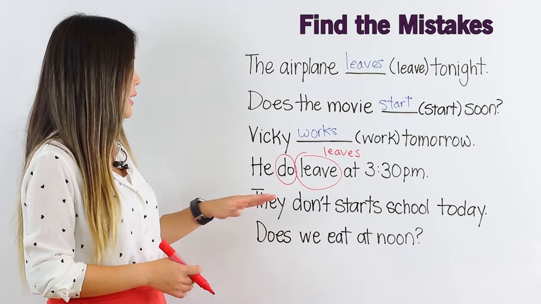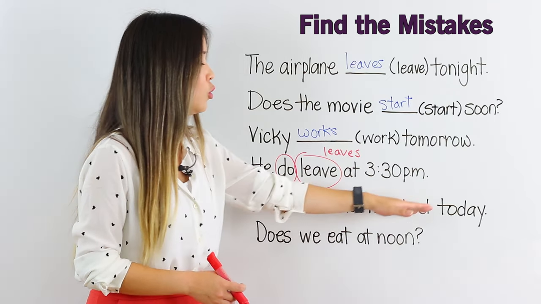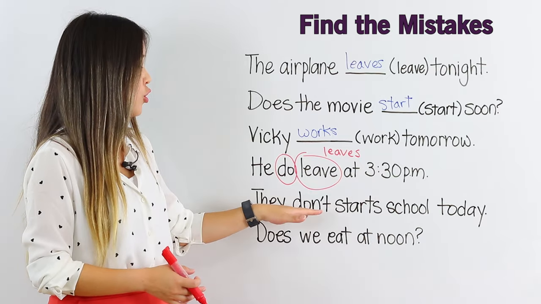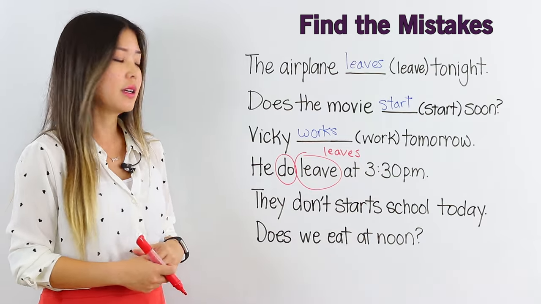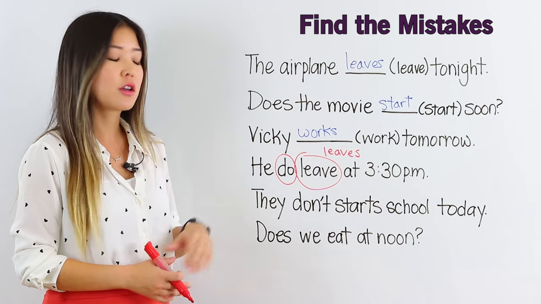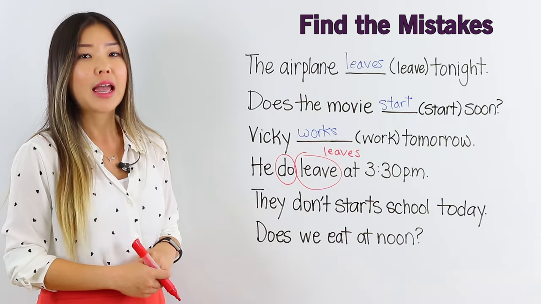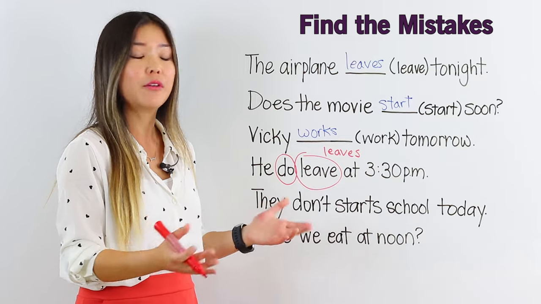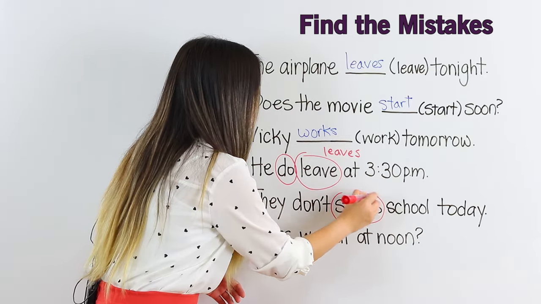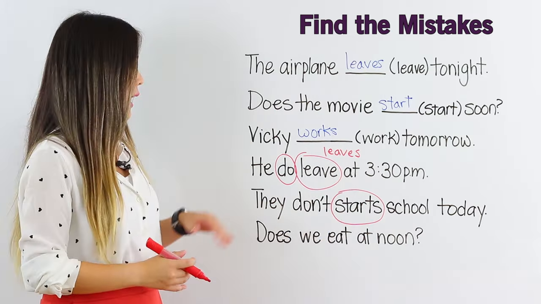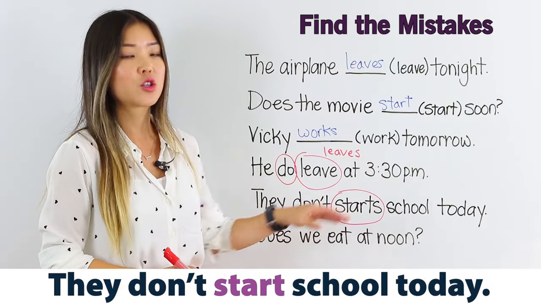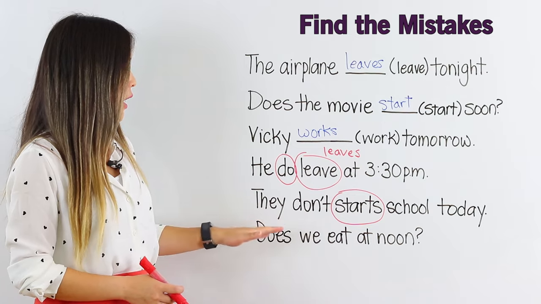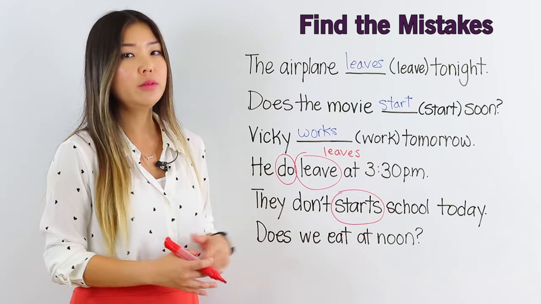In the next sentence, they don't start school today. We have a negative sentence. They don't. That's correct. Do not is correct for subject pronoun they. However, in the negative form, we don't have to change the main verb at all. Therefore, all we will do is say, they don't start school today. No S. Finally, does we eat at noon?